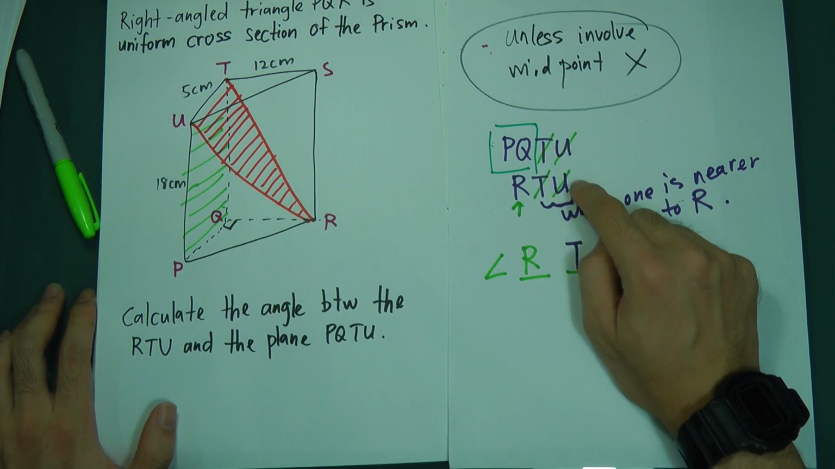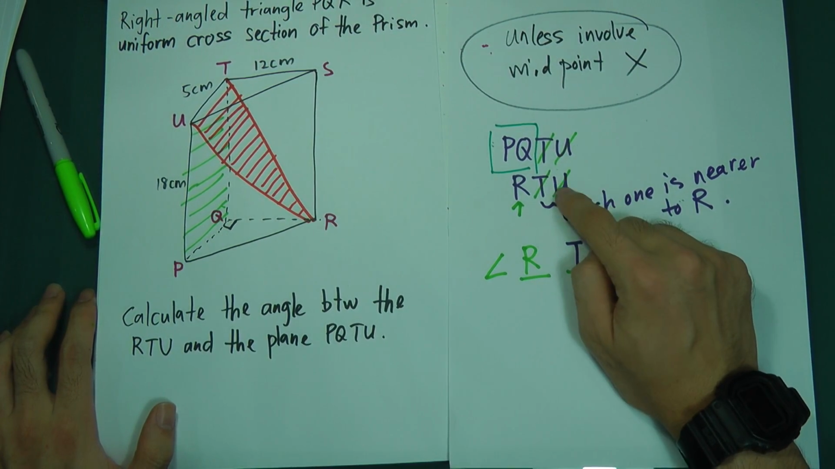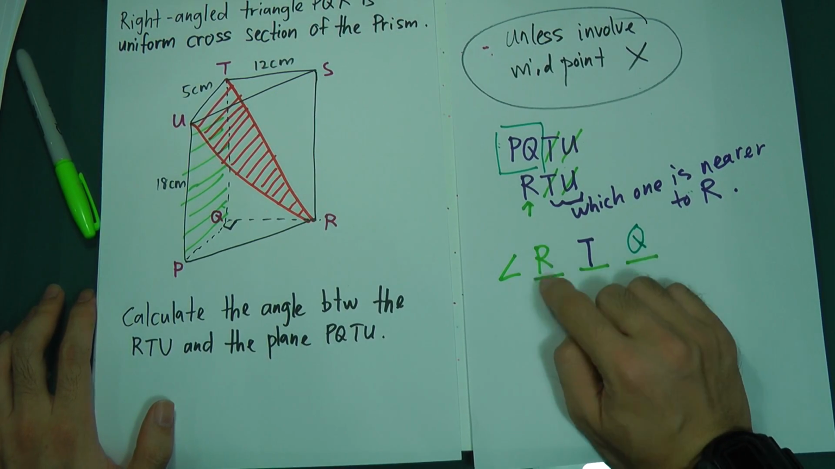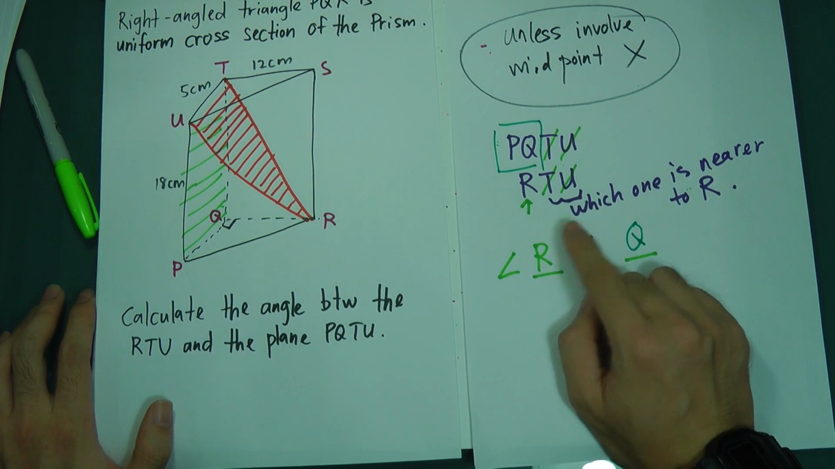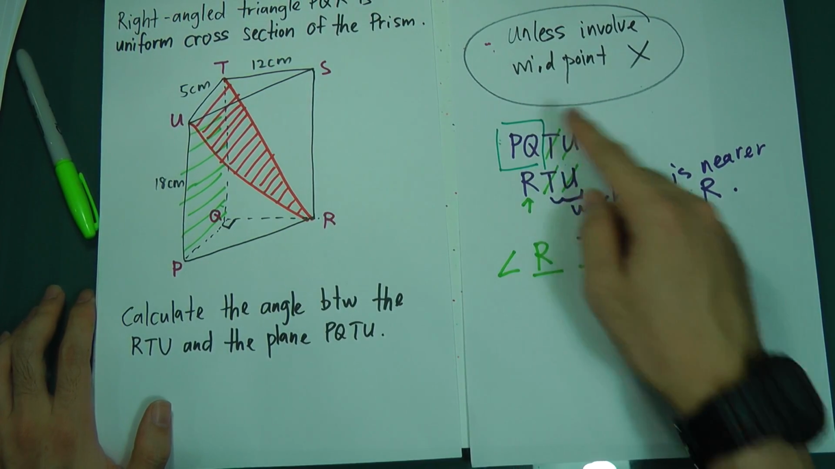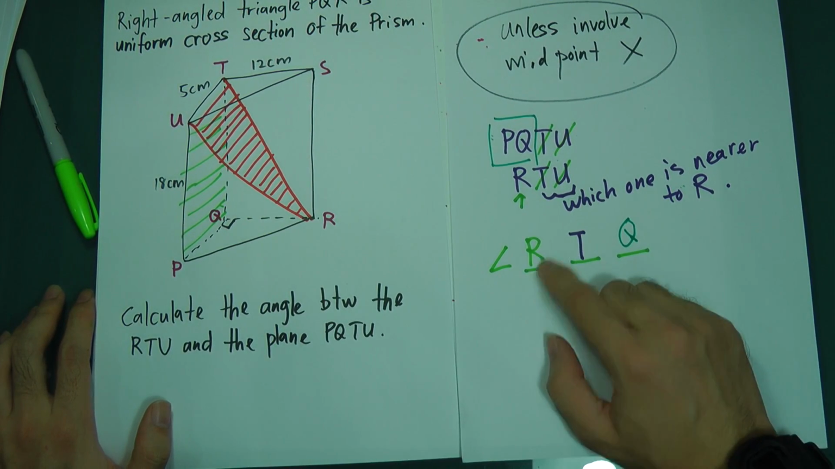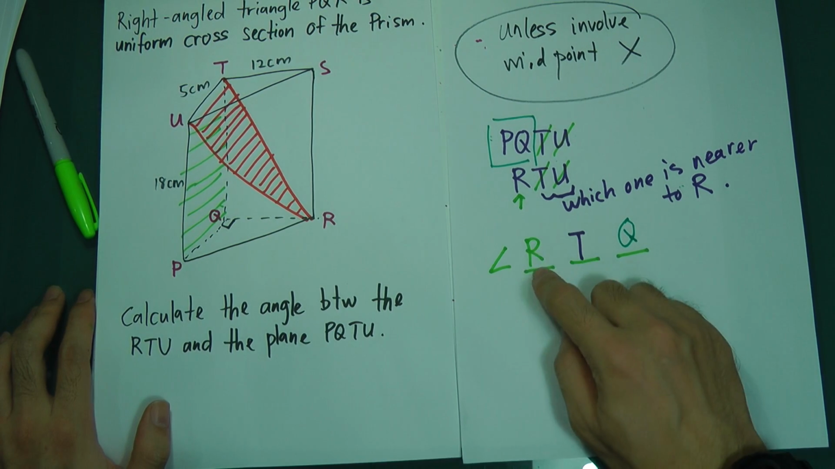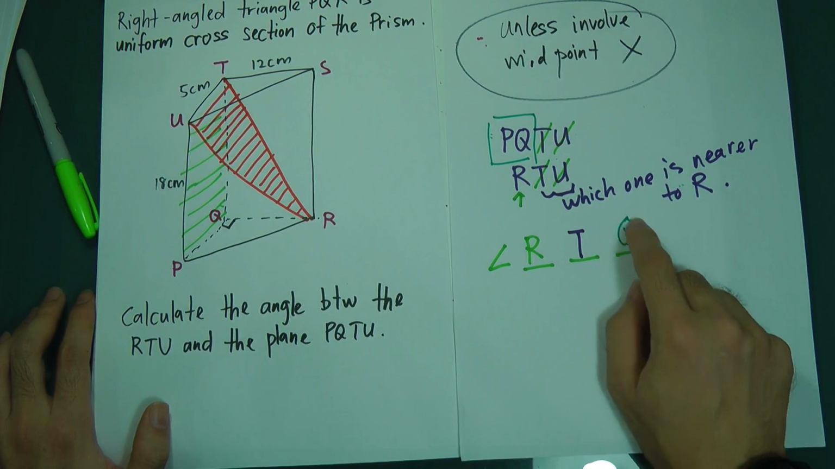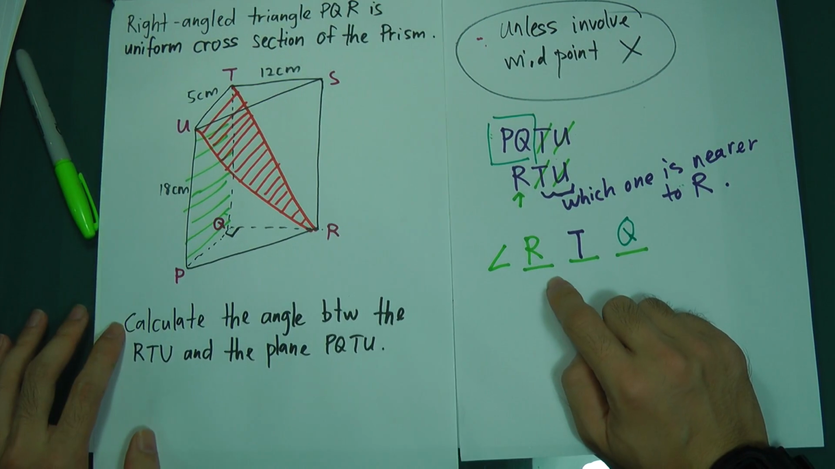And then from the cancelled ones, you find which one is nearer to R, which is the first alphabet. T is nearer to R. And then for the two alphabets you haven't cancelled, which are P and Q, you have to find which one is nearer to R, which is the first alphabet you write over here. T is nearer to R, and Q is nearer to R. Okay, then you can get the angle on between.